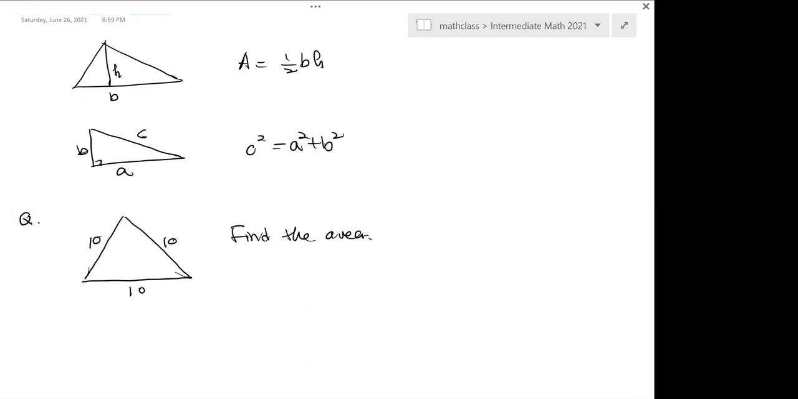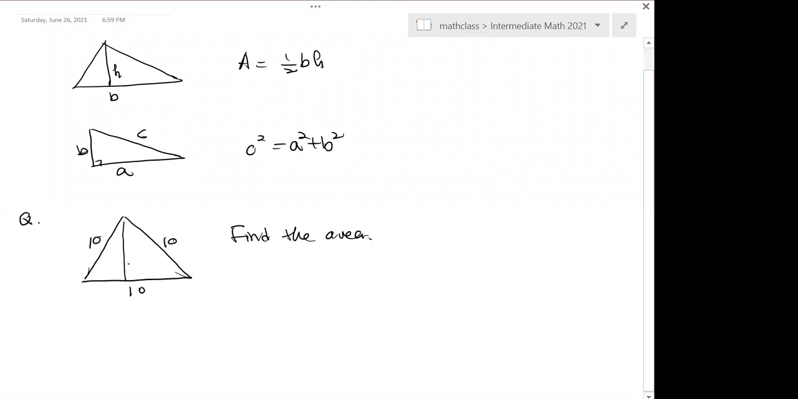Let's take a look at the following problem. If you have an equilateral triangle, each side is 10. How do we find the area? We cannot use the formula directly, right? If you don't have any other formula in mind, then you have to find the height h.